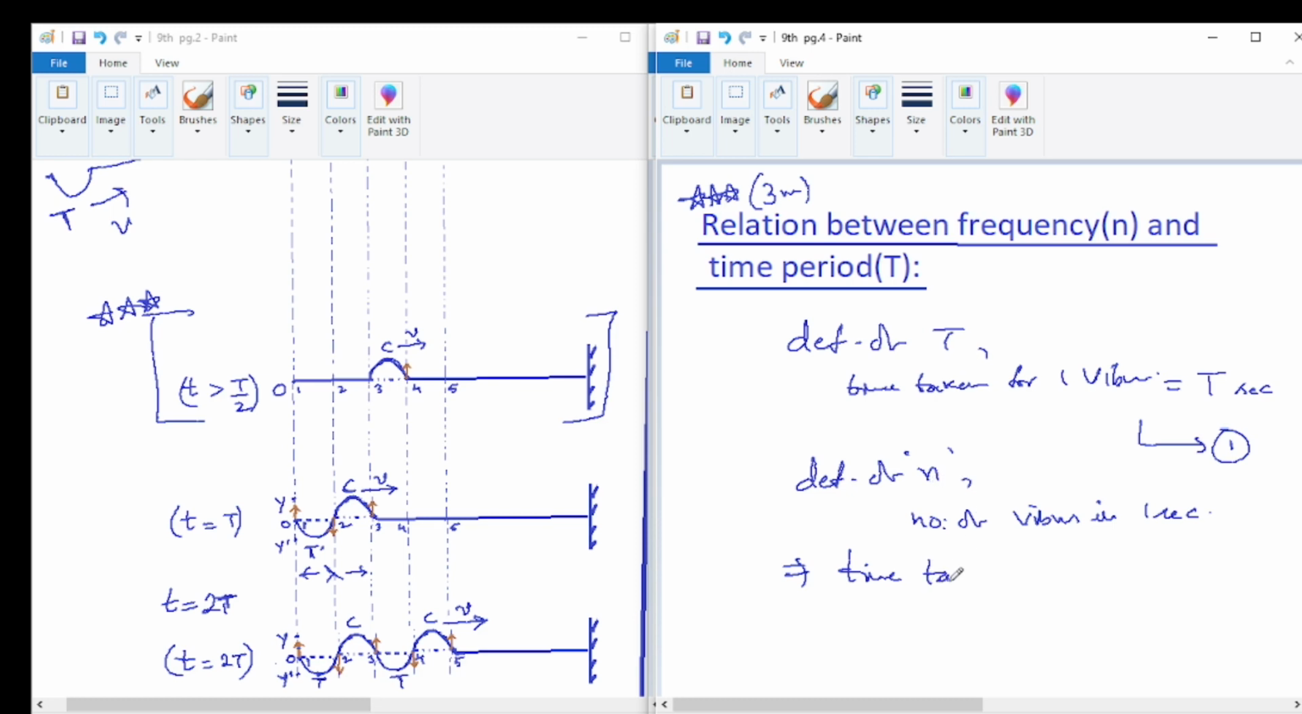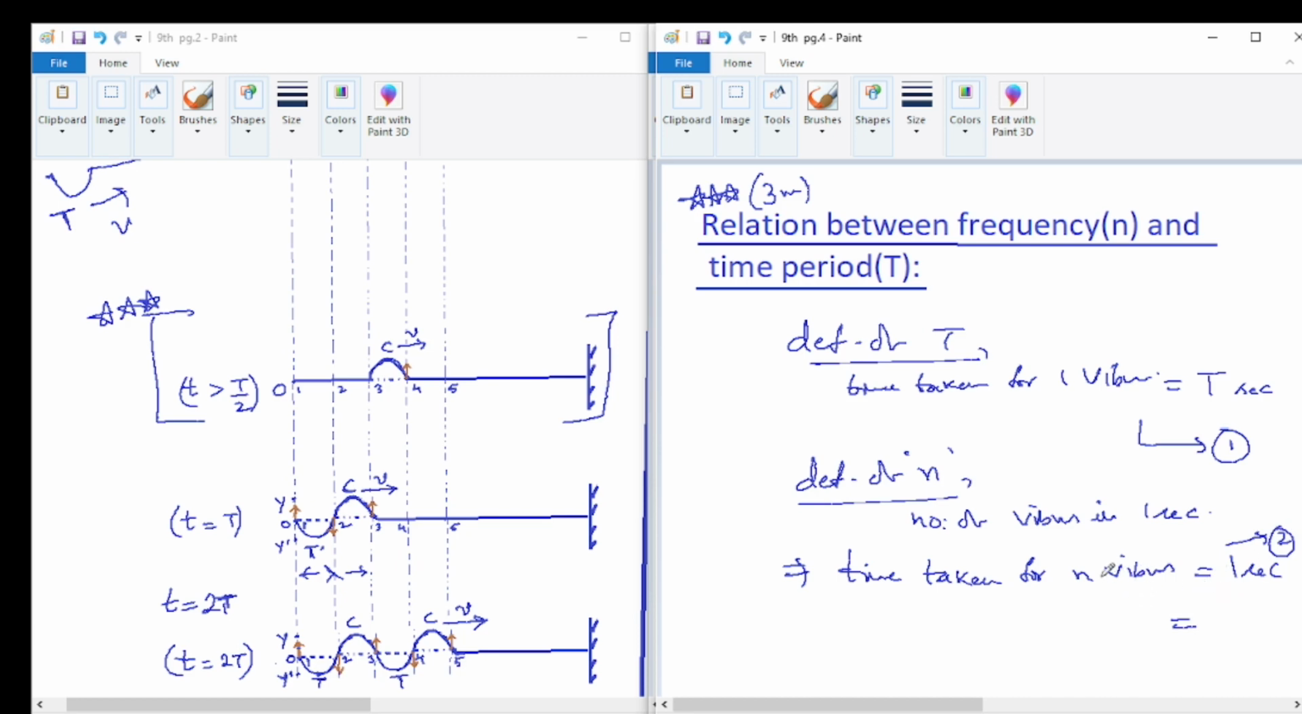We are not using anything more than the definitions. Here we used the definition of time period, from which we got equation 1. Next, the definition of frequency: the number of vibrations made in 1 second is called frequency. Frequency is n vibrations per second, or n hertz, which simply means n vibrations per second. That means n vibrations are made in 1 second. So the time taken for n vibrations is simply 1 second. But this can also be written like this. Call this equation 2.